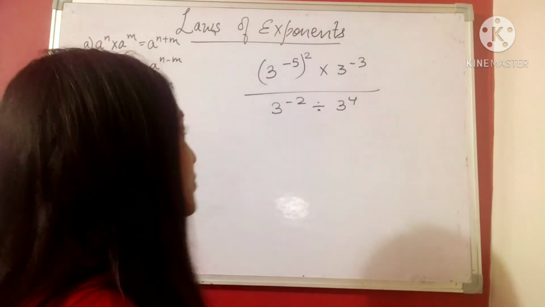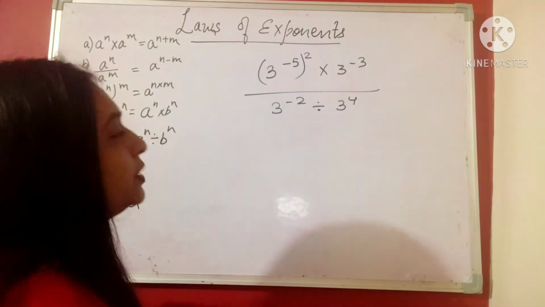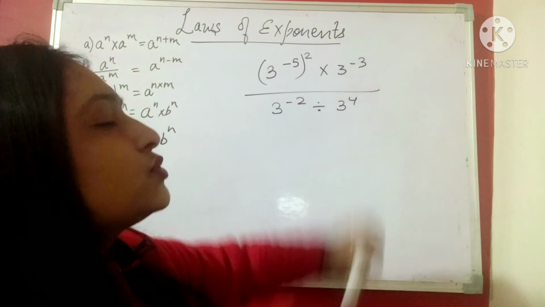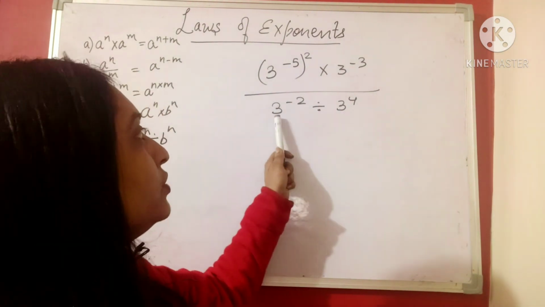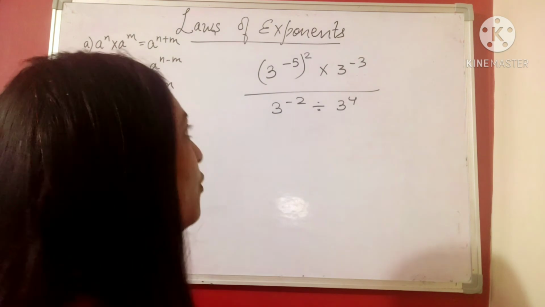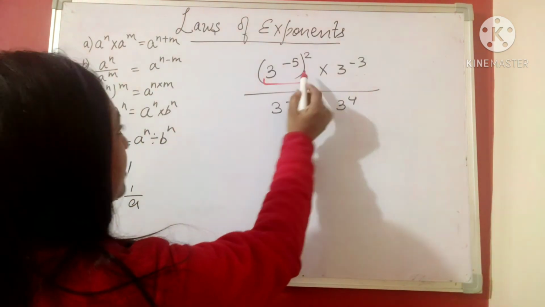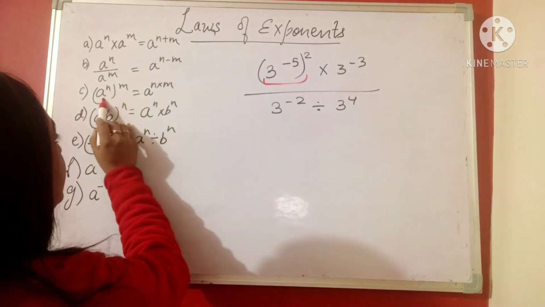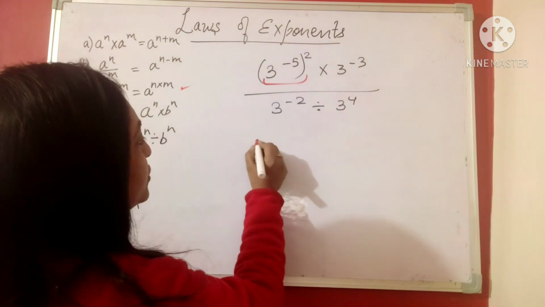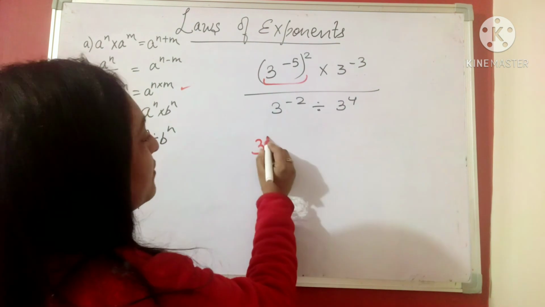Now let us come to this question. This question is 3 raised to the power minus 5 and outside it is 2, into 3 raised to the power minus 3, upon 3 raised to the power minus 2 divided by 3 raised to the power 4. Now if we see this term, it is related with this law, which means powers will be multiplied. So it will be 3 raised to the power minus 10.